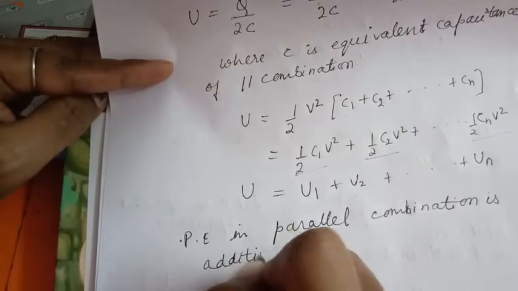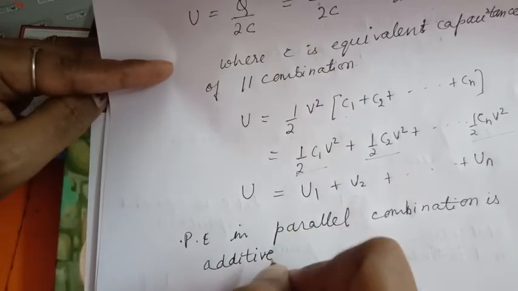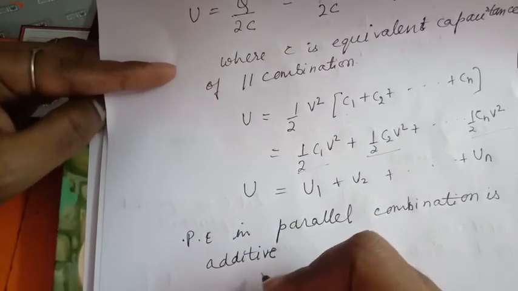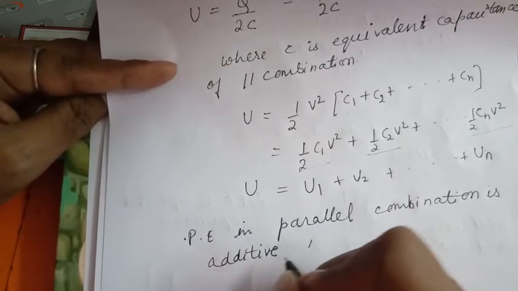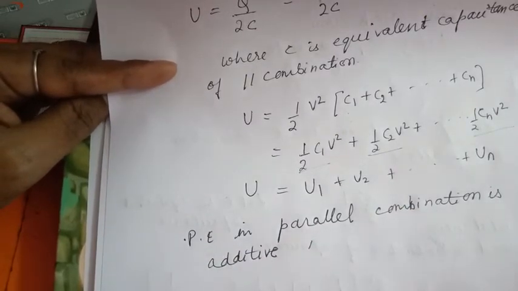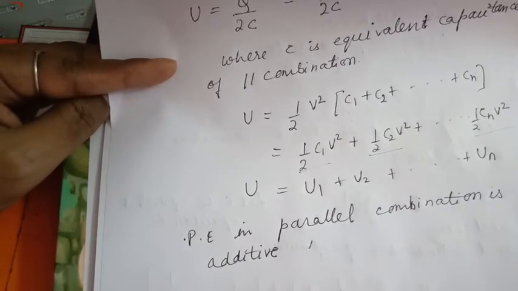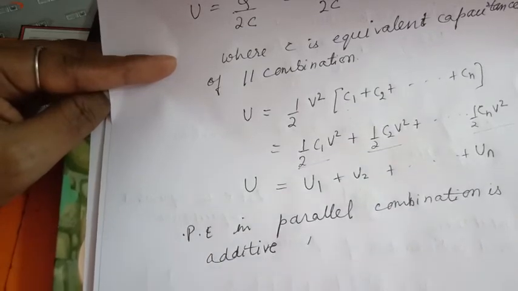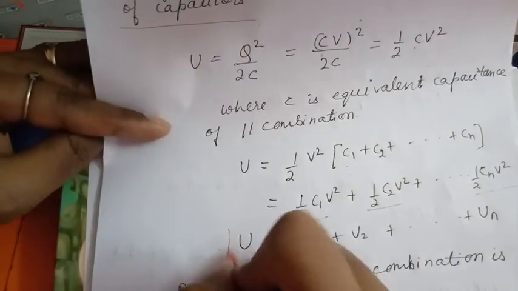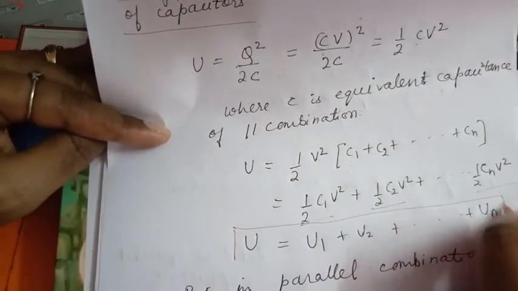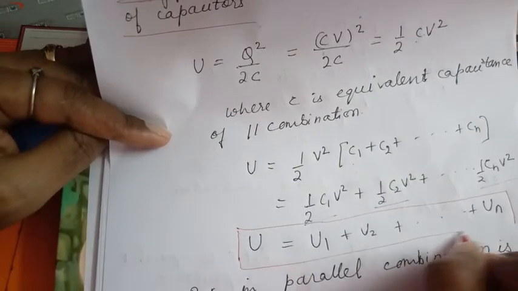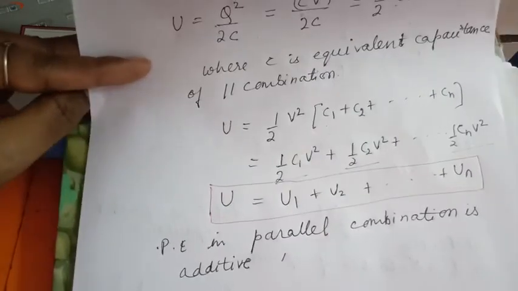So if a question is asked, we have to prove that the energy stored in the capacitor combination is simply the sum of all the energies of each capacitor. We will prove it for parallel and also for series. So this is the final result. Hence we have done the topic of energy stored in capacitors for combinations also.